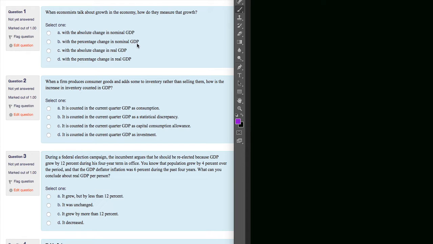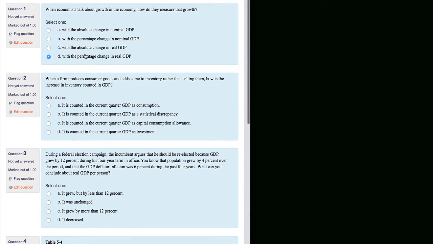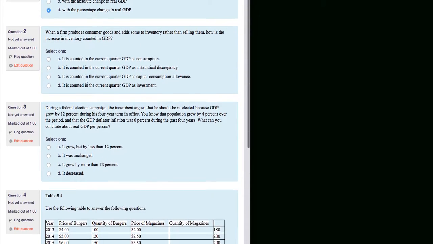So we want to strip out that component. So actually the answer will be the percentage change in real GDP, because absolute change is not a measure of growth, because growth is referred to as a percentage change.